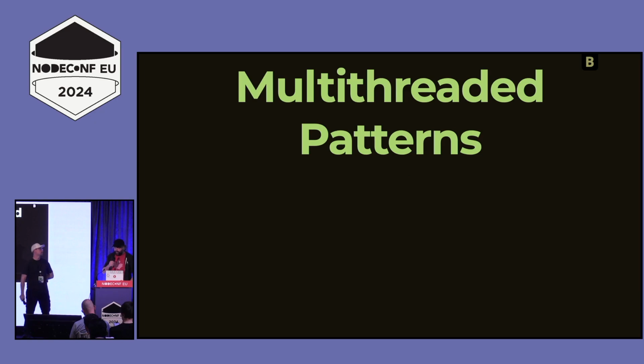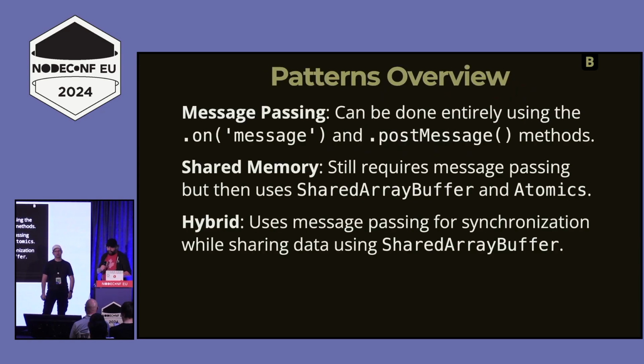All right, so now let's talk about some of the patterns that we've seen folks use and that we've used ourselves when it comes to threads. You can mostly categorize these patterns into three different groupings. The first one is just message passing. This is when folks are building multi-thread applications relying solely on postMessage and onmessage, basically just passing data back and forth between threads using these built-in primitives rather than anything else.